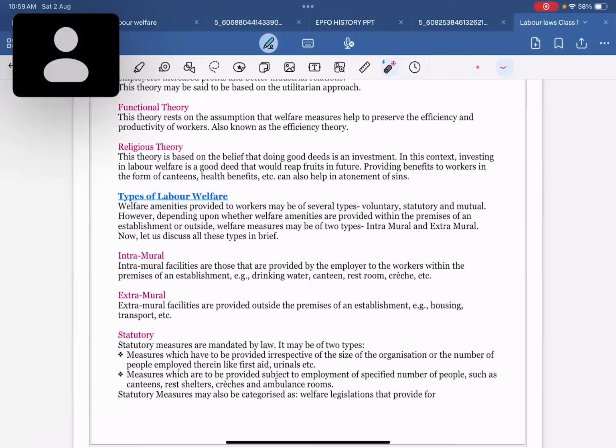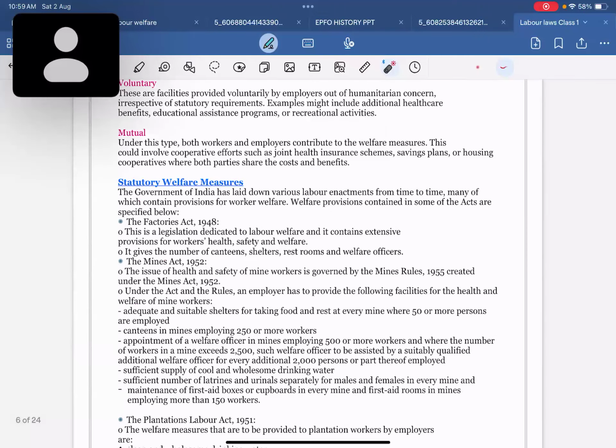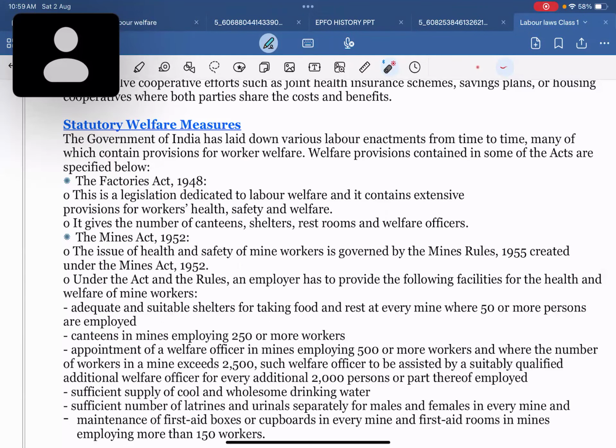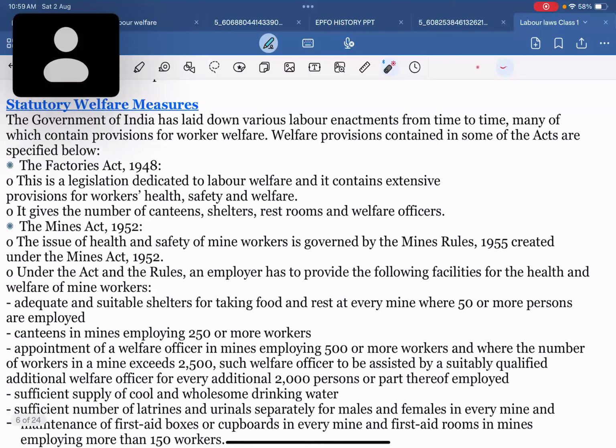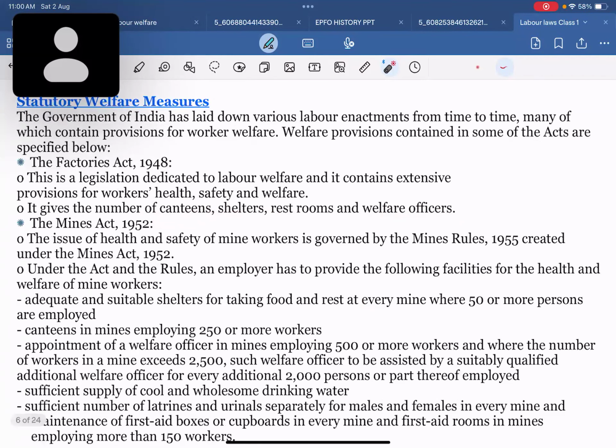Okay. So the Factories Act 1948 is a legislation dedicated to labor welfare, and it contains extensive provisions for workers' health, safety and welfare. What does the Factories Act 1948 talk about? It talks about the workers' health, safety and welfare. Write it down in your notes. It gives the number of canteens, shelters, restrooms, welfare officers. Okay.